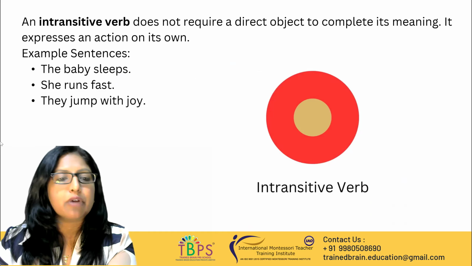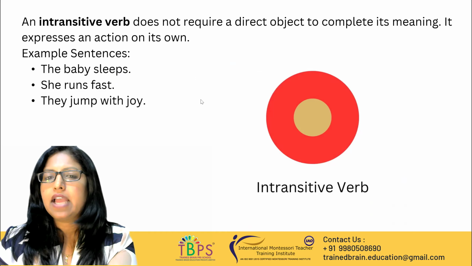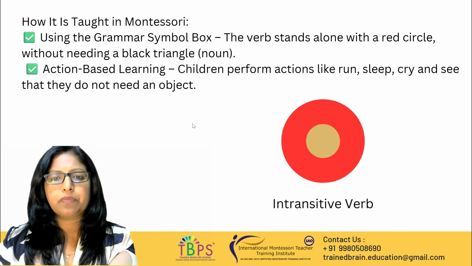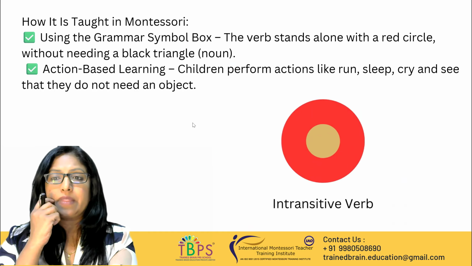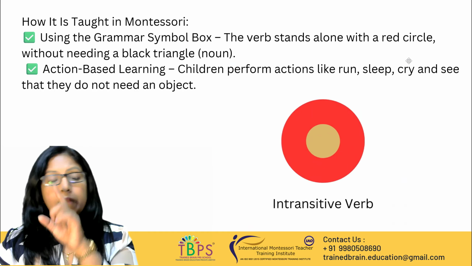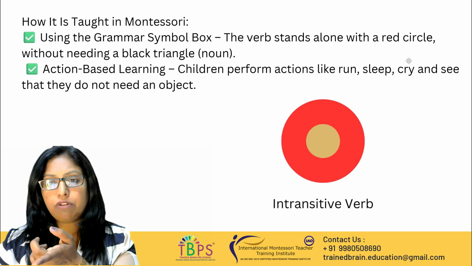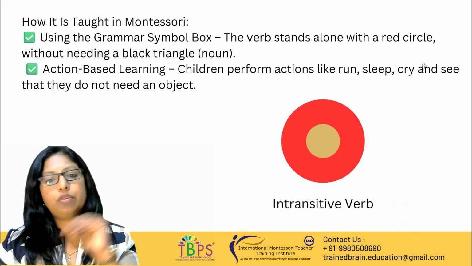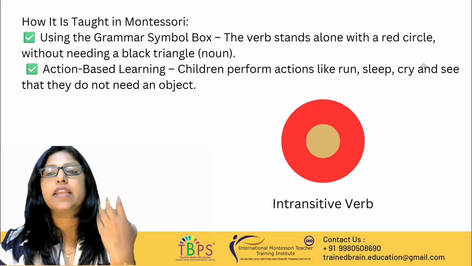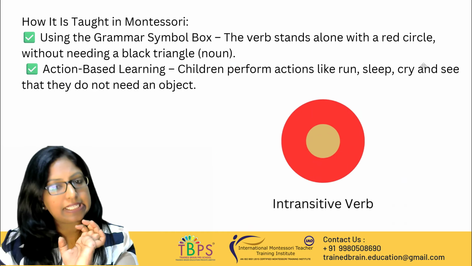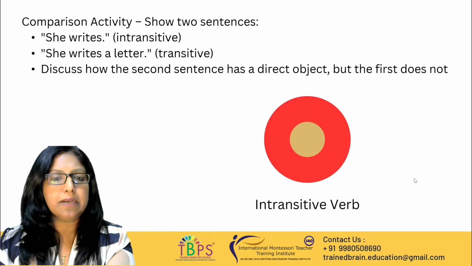How do you do that in a Montessori class? That is the next task that we're going to be working on. It's simple. Again, you bring your grammar symbol box. You show them that the verb stands alone with a red circle without needing a black triangle noun. Okay. So you don't need the noun over here. And then you work with children, give them examples, ask them to perform the actions, whatever is there in the sentences. Let's go to the next one.